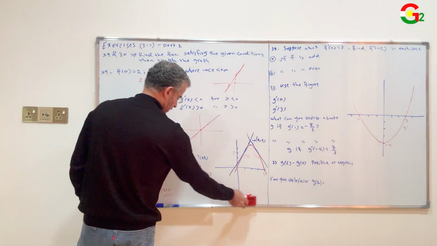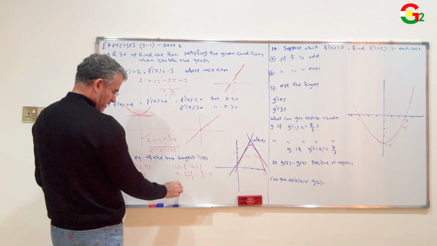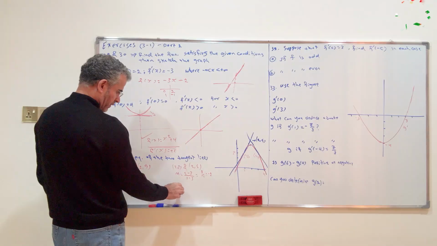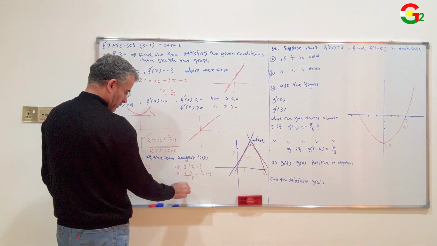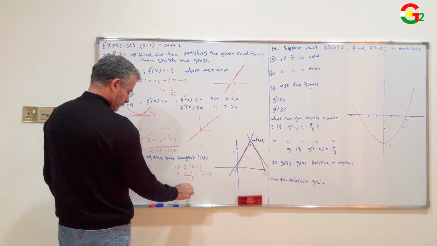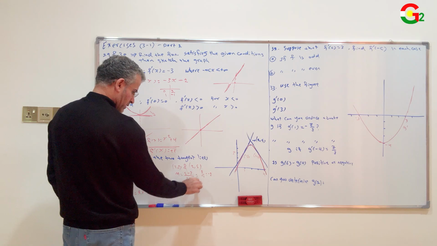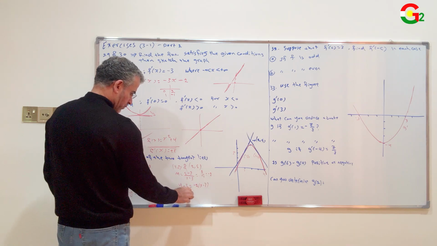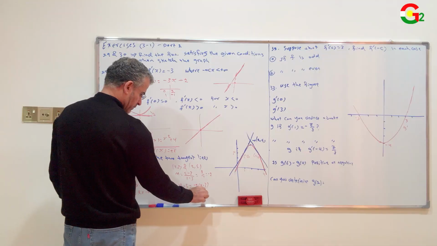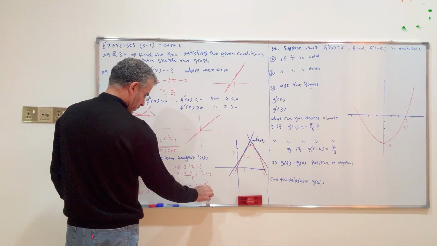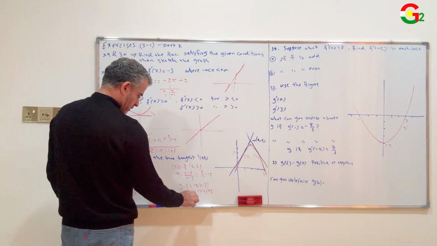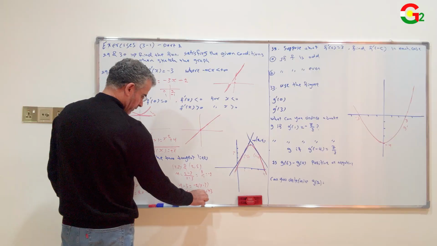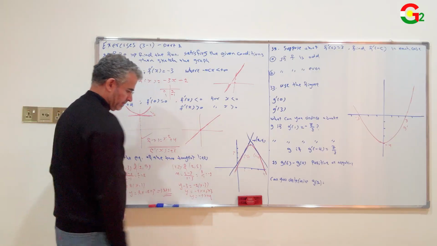The second tangent line has equation y minus y1, 3, equal to the slope negative 2 times x minus x1, 3. Y equals negative 2x plus 6 plus 3. Y equals negative 2x plus 9.